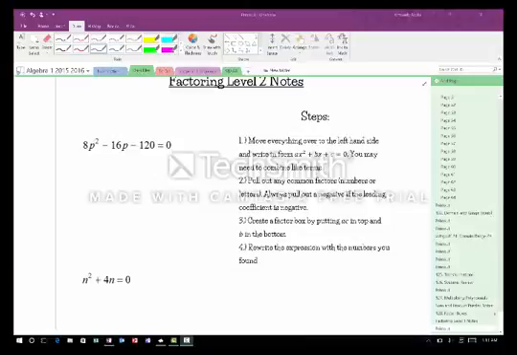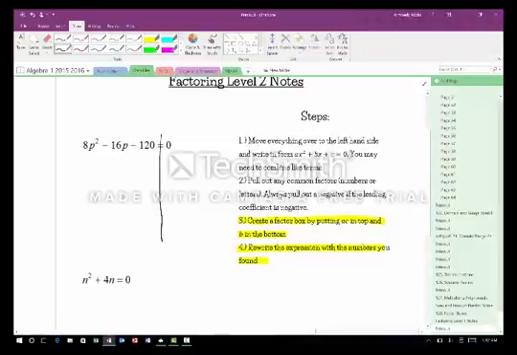All right, so this is going to be factoring level 2. What we're going to do is still do our first two steps, but once we're done with them, we're going to add these two new steps. So this is the new step right here: we're going to create a factor box and rewrite the expression. Okay, let's go ahead and get started.